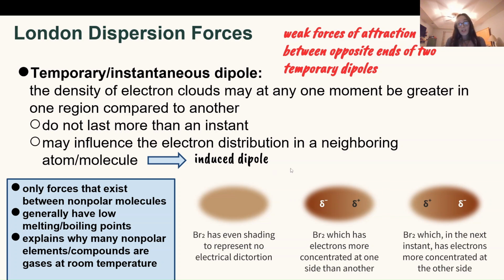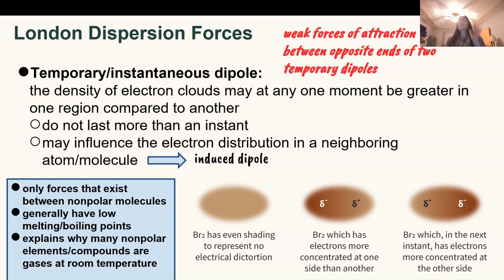These are the only types of intermolecular attractions that occur in nonpolar molecules. And because they are so weak, only lasting an instant, because again, it just happens based on the random electron distribution in these molecules, they generally have really low melting and boiling points, and it also explains why nonpolar substances are often gases at room temperature.